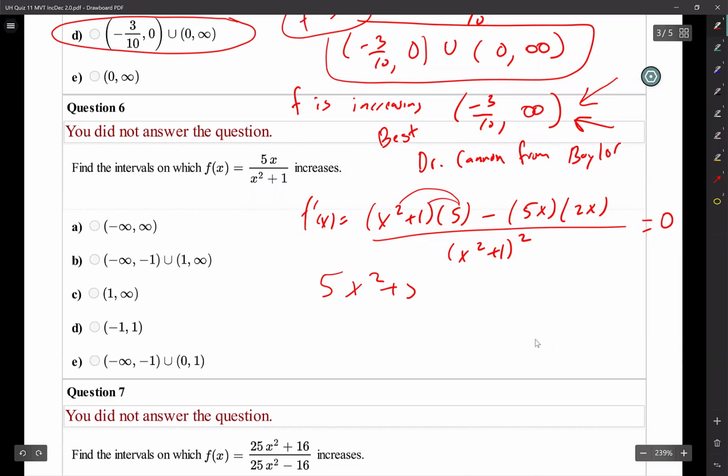5x squared plus 5 minus 10x squared. I want that equal to 0. So negative 5x squared plus 5 equals 0. I'm going to factor out a negative 5, x squared minus 1. And you can already see your critical numbers are plus minus 1.